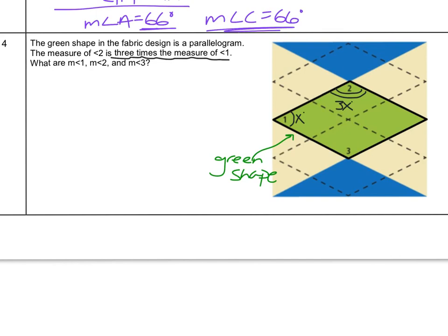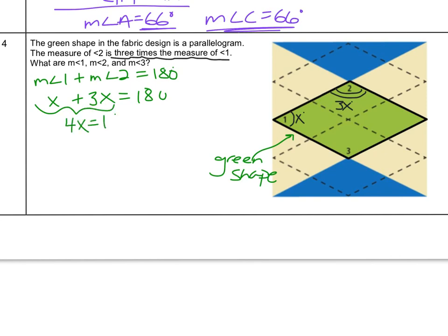Well, remember, by definition for a parallelogram, consecutive angles are supplementary, adding to 180. So we could say that the measure of angle 1 plus the measure of angle 2 is equal to 180 degrees. If angle 1 is x and angle 2 is 3x, now it's just algebra. Combine your like terms on the left-hand side, that gives you 4x is equal to 180. If we divide both sides by 4, x equals 45 degrees. Now that's the measure of angle 1. So down below I'm just going to write measure of angle 1 equals 45 degrees.